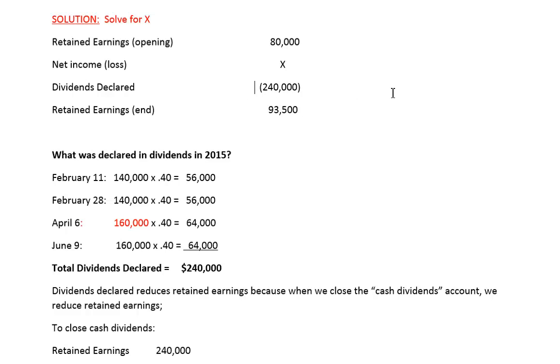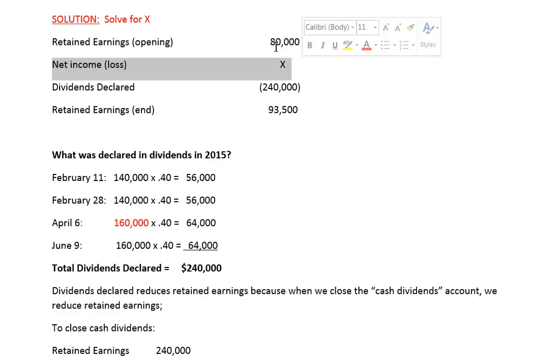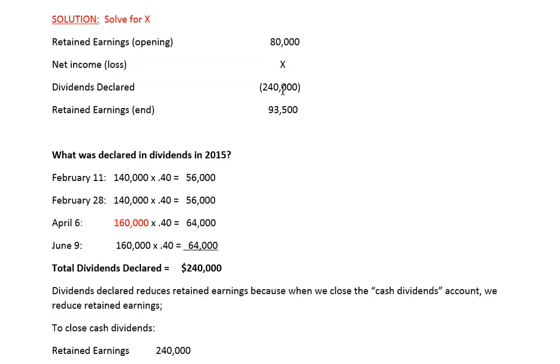So I'm just going to move that into position here. So now I've got dividends declared being deducted from the opening balance of retained earnings. However, this is not going to give us an ending retained earnings balance of $93,500. We have to figure out here what was our net income or loss, such that when we add it to our opening retained earnings and deduct dividends declared, we'd have retained earnings at the end of $93,500.